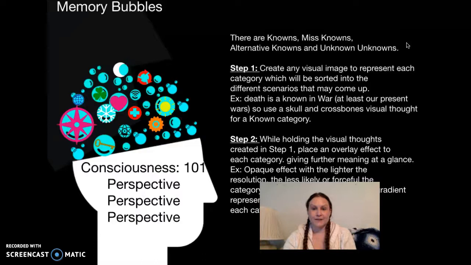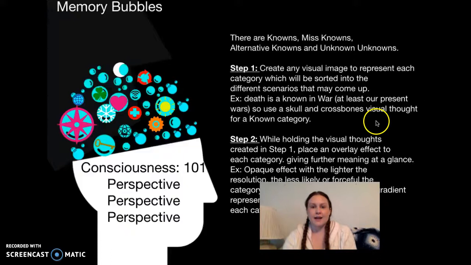So step one is to create any visual image to represent a category which you're going to sort these different scenarios into. The example here is about death. It's a known known in war, at least our present wars. And so use those skull and crossbones as a visual thought for that known category. And you just close your eyes and see with your mind, almost like dreaming, but in real life.